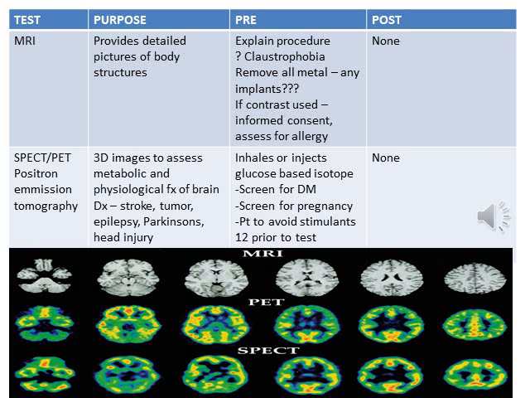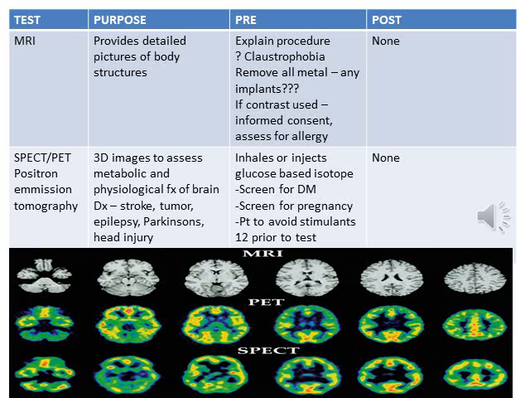Neither is there for a PET scan or a SPECT scan, positron emission tomography. These are 3D images that assess physiological function of the brain. We're going to see strokes, tumors. They can diagnose epilepsy, Parkinson's, head injuries. This image below is nice, how you can see the MRI, the PET, and then the SPECT.